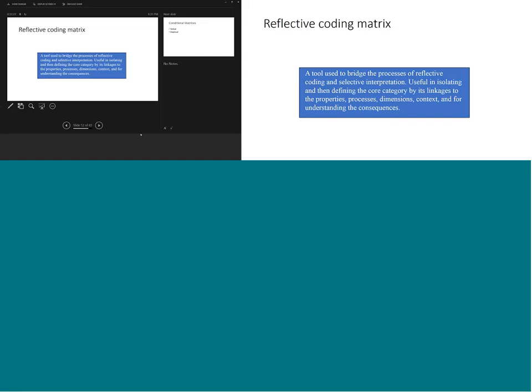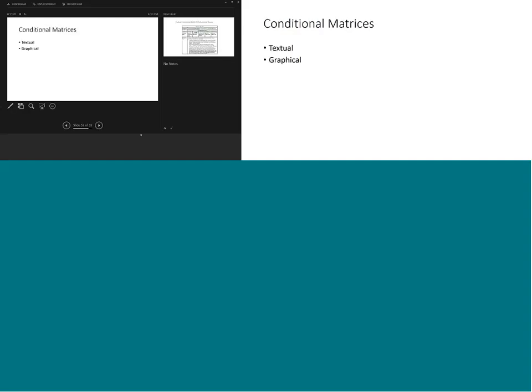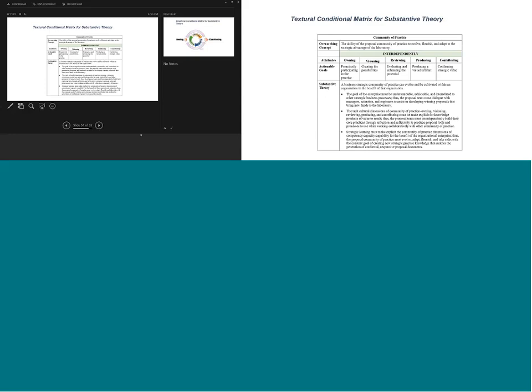I haven't done it myself. I'm told it's possible. The other thing I wanted to talk about are other matrices that are very important as we start talking about our theory. Conditional matrices can be both textual and graphical. So here is an example from another study on community of practice. This is about proposal development within a scientific community. So here is a textual conditional matrix. And here is where we start talking about the overarching concept, the attributes of the emerging theory, actionable elements of it, and then the substantive theory that starts to come out of it.